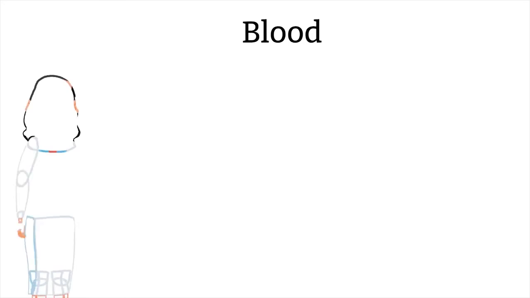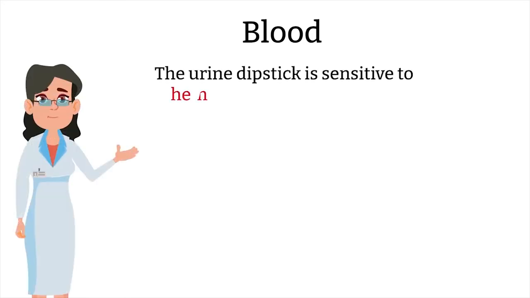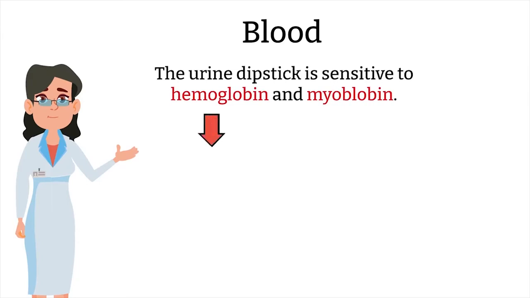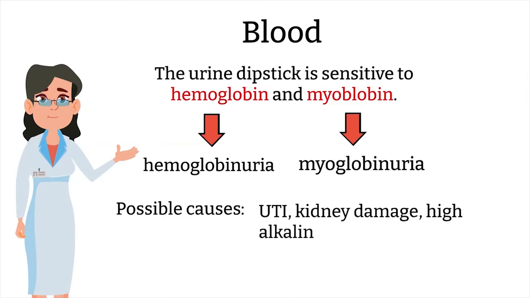Blood. The urine dipstick is sensitive for hemoglobin, but it is also able to detect myoglobin. The presence of hemoglobin in urine is called hemoglobinuria. The presence of myoglobin in urine is called myoglobinuria. Conditions that can cause the presence of blood in urine may be UTI, kidney damage, high alkali, or vaginal contamination.